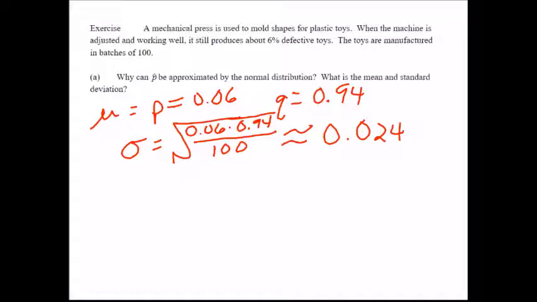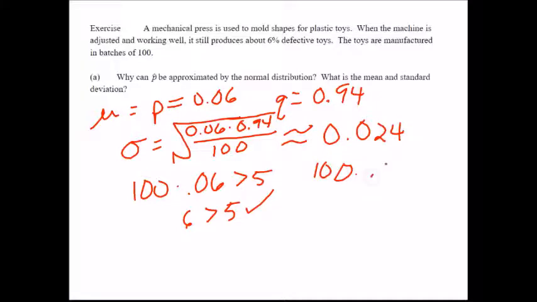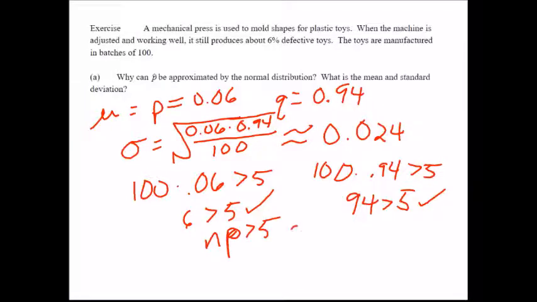Okay, now why can this be used? So we're going to take the number that we're talking about times the probability of, in this case, being defective. Is that greater than 5? So we get 6, greater than 5. Yep, check. 100 times 0.94. Is that greater than 5? That turns out to be 94. So, yep. So why can we use it? Because n times p is greater than 5, and n times q is also greater than 5.